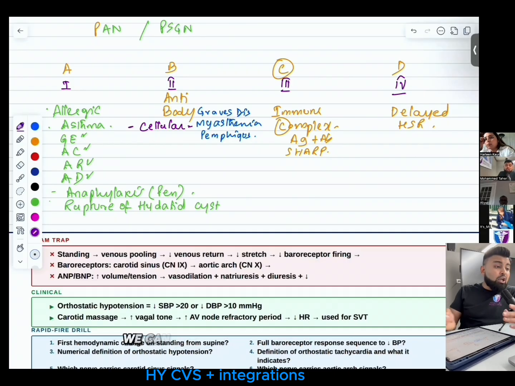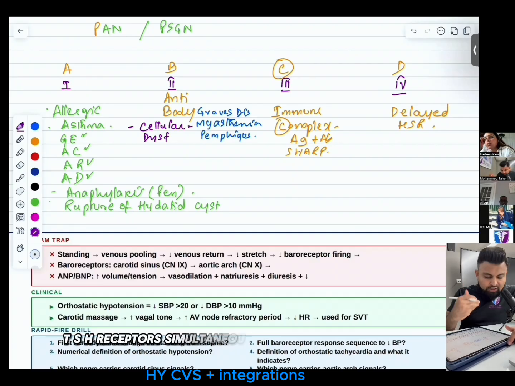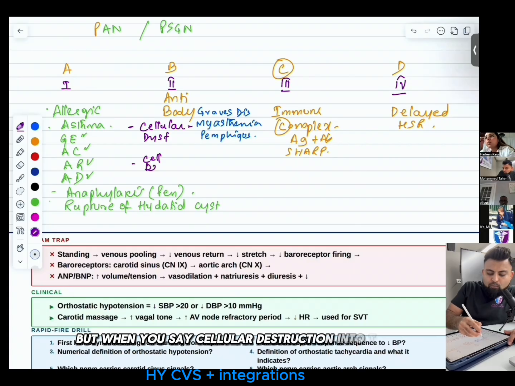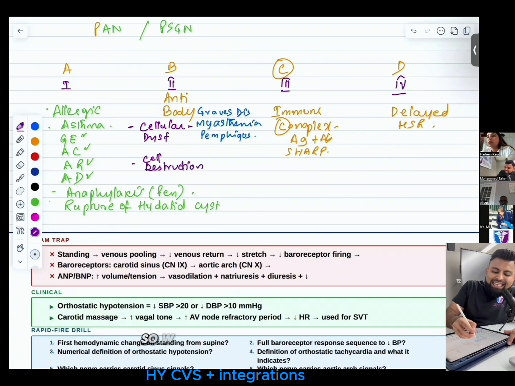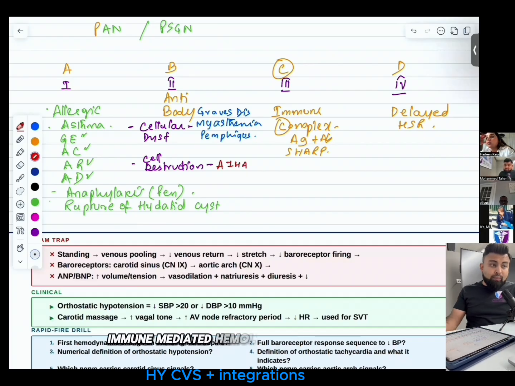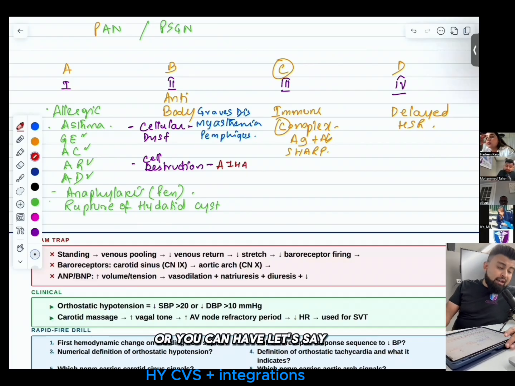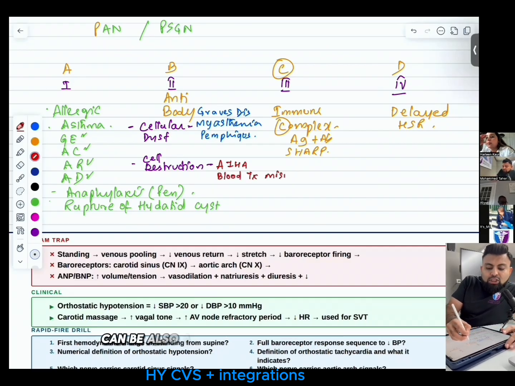The next is, after cellular dysfunction, we can have cellular destruction. This is cellular dysfunction of the cells, right? So for example, TSH receptor stimulation is causing dysfunction. But when you say cellular destruction, it is cytotoxic. So when you destroy, this could be associated with conditions like autoimmune hemolytic anemia, right? So you are destroying cells in immune-mediated hemolytic anemias. Or you can have, for example, mismatched blood transfusion. Blood transfusion mismatch can also be associated with cellular destruction, right?